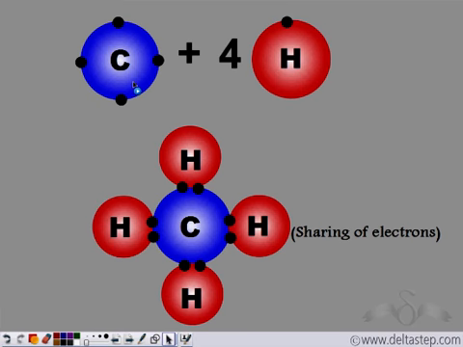In doing so, each hydrogen atom attains the duplet structure. And the carbon, in this case only 1 carbon atom, gains 8 electrons in the valence shell, and that is why it satisfies the octet rule. So in this case, by sharing electrons, the carbon and hydrogen are able to complete their octet and duplet structures, and hence both are stabilized.